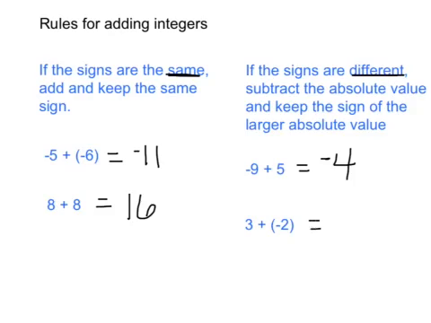Let's try this one. Again, we're going to subtract because our signs are different. 3 minus 2 is 1, and we want to take the sign of the larger absolute value. Well, 3 is bigger than 2, and 3 is positive, therefore my answer is positive. And that's how you add integers.